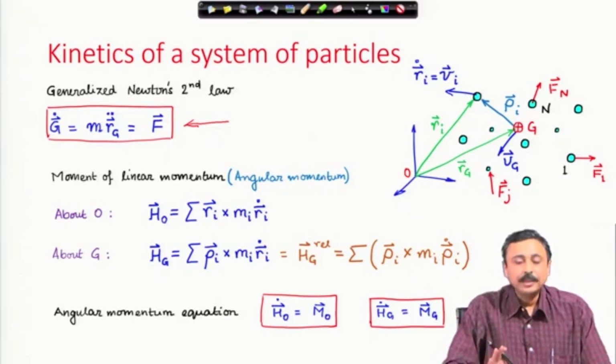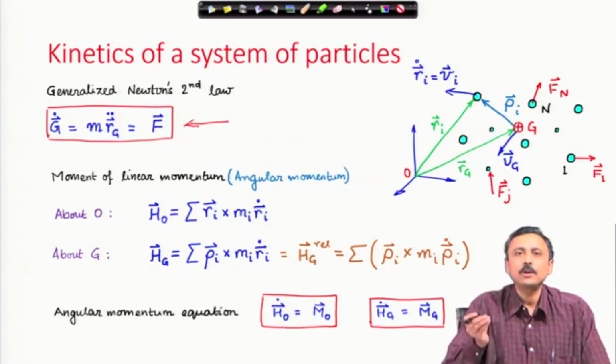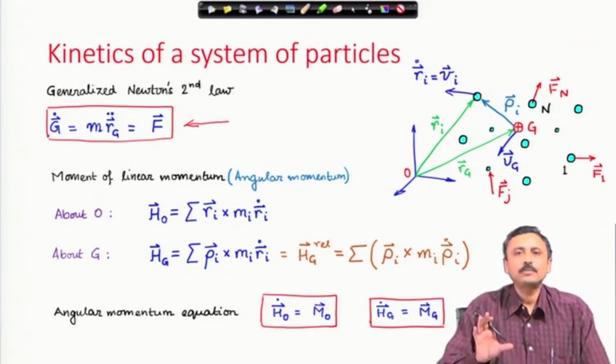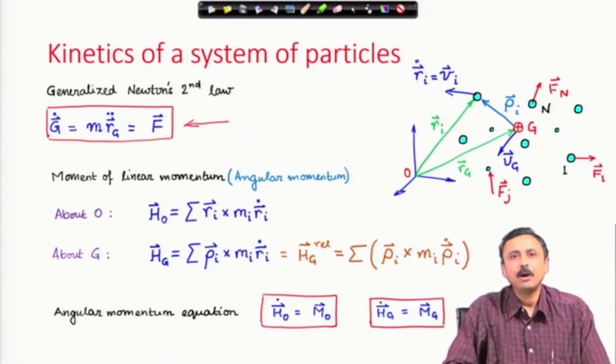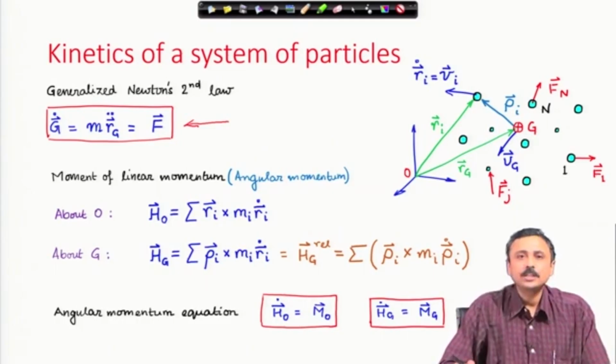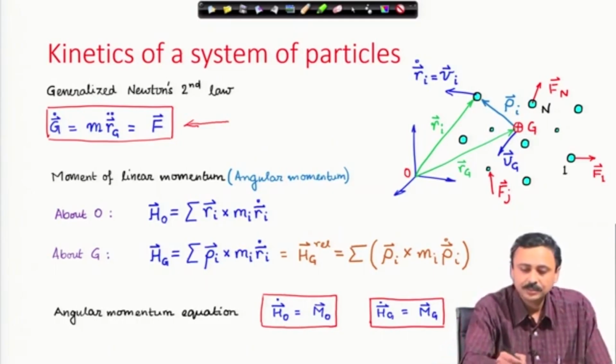The linear momentum equation, which is the generalized Newton's second law, tells us something about how this set is moving in terms of the motion of the center of mass, how that is evolving. Whereas the angular momentum equations tell us in some way how the orientation of this system is changing. Though orientation for a system of particles is ill defined in some sense, as we move on we will show that for a rigid body this gives us a very concrete way of knowing the orientation of the body. Therefore, these two equations govern the kinetics of a system of particles as we have discussed.